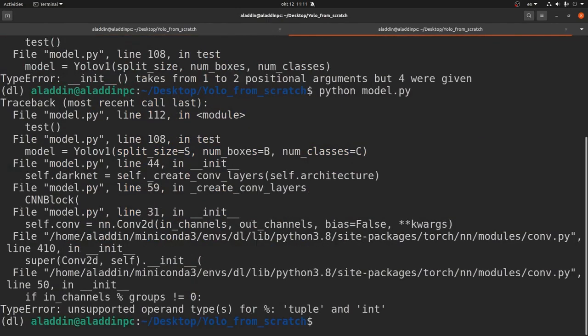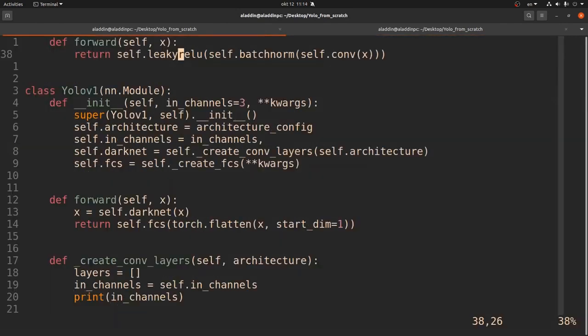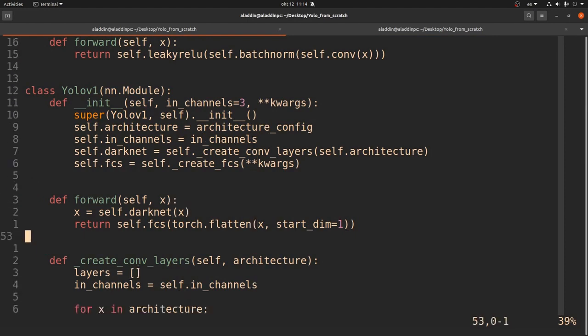So let's try to rerun that again. Okay, so unsupported operand type S for tuple and integer. Oh yeah, so I made a mistake here. Self.in_channels should just be equals in_channels, not with this comma right there. So let's remove those prints.